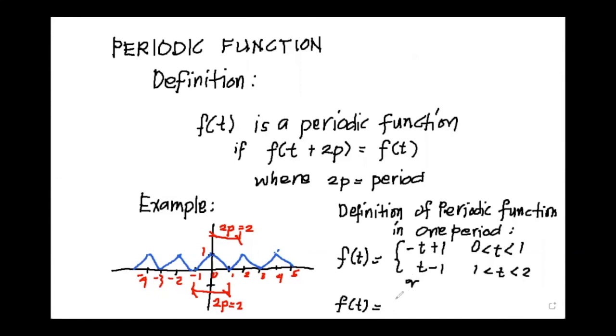Now, if we choose this one, -1 to +1, we can define this as, again, from -1 to 0, we have t plus 1 as the function. And from 0 to 1, we have negative t plus 1.